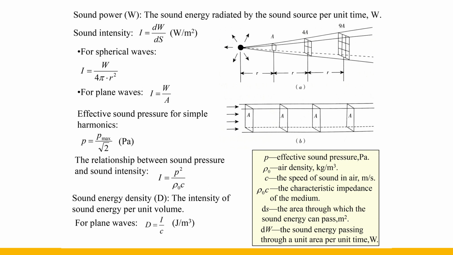When the frequency range is limited, it is called the frequency band sound power. Sound intensity is a physical quantity that measures the intensity of sound waves in the process of propagation. The sound intensity at a certain point refers to the sound energy passing through a unit area perpendicular to the sound wave propagation direction at the point in unit time, and the unit is watt per square meter.